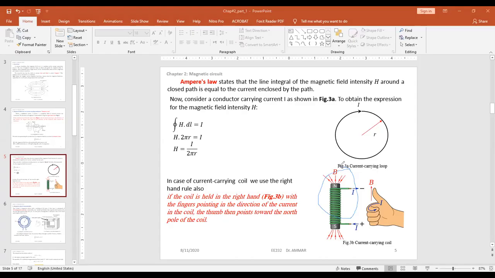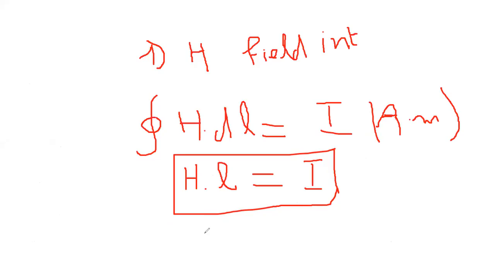By turning these conductors. So in this case, we are going to have the current multiplied by the number of turns. So let's go to the board. In the case of a coil, this expression becomes HL equals N, which is the number of turns, multiplied by I.